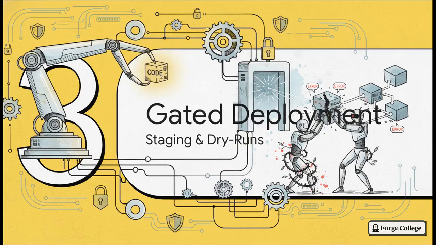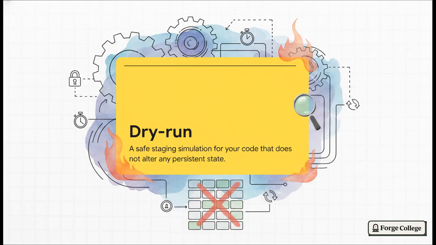Which brings us to Section 3, gated and staging deployments. Now, an automated factory is great, obviously, but a robot that just blindly ships broken code to the blockchain? Yeah, that's a complete nightmare. So a really crucial point here is establishing a dry run. And I want to be super clear on this definition. A dry run isn't just some complex DevOps script. It's literally a fire drill for your code.